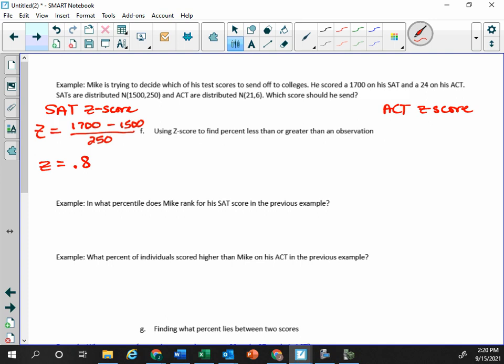So we want to find his ACT z-score so we can make our comparison. Again, you're going to do Mike's score, which was a 24, minus mu of 21. What did you say, 0.5? Yes, good. Divided by 6, so that z-score is 0.5. Okay, so just to clarify, the 0.8 and the 0.5, that's not like 80th percentile and 50th percentile. That's not what it means. It's just the location on the normal distribution. Let me draw for you.